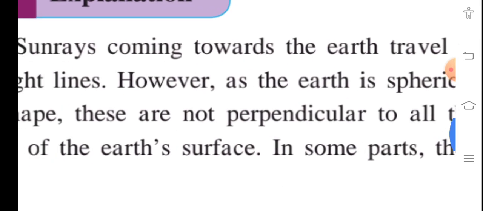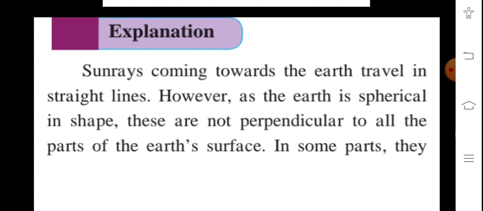We know that the sun rays coming towards the earth travel in a straight line. However, we also know that the earth is spherical in shape, so these sun rays do not fall perpendicular to all the parts of the earth's surface.